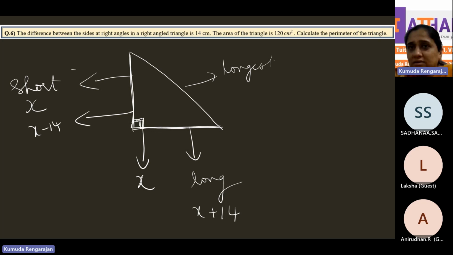Shorter side is x, so the longer side will be x plus 14. If the longer side is x, then the shorter one will be x minus 14, because that should be smaller, no? So you can assume anything.